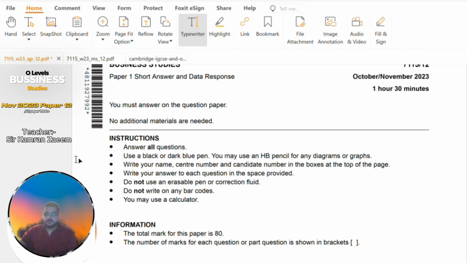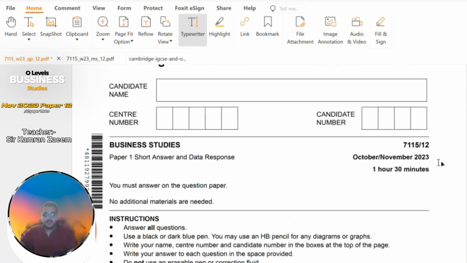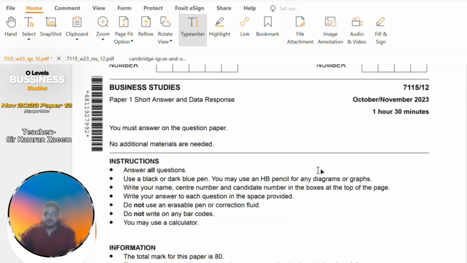Right, so be sure to keep all your stationery with you, and you shouldn't use any correction fluid or ink removers. Right, so you should think about your answers before you write them. You have this paper 1, so you have 1 hour and 30 minutes to do this paper.